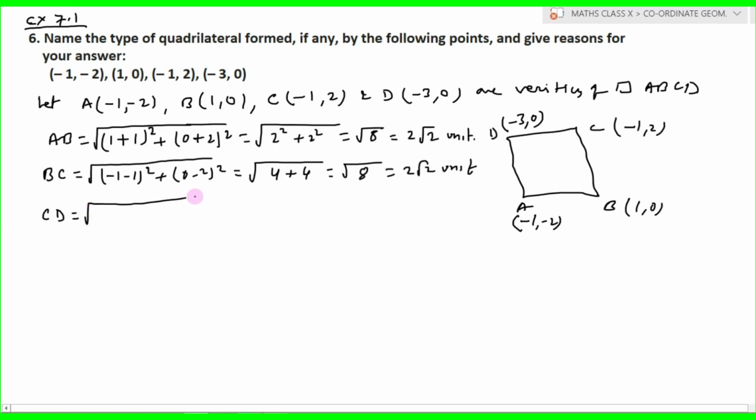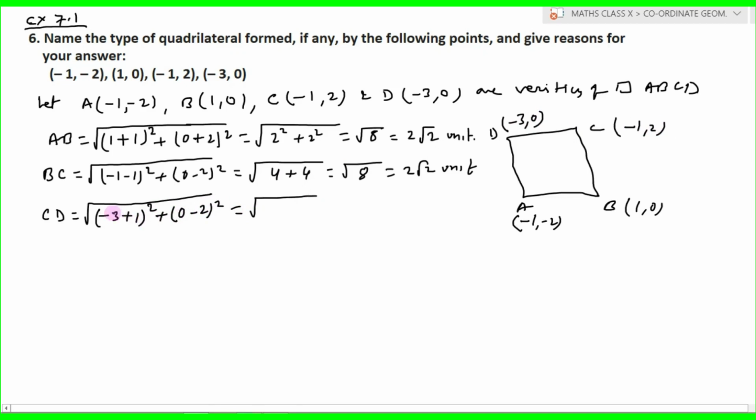So length of CD. See here, CD. This is x1 y1 and this is x2 y2. So x2 minus x1, so -3 minus (-1). Minus 3 minus, and then again here x1 is -1. So minus minus becomes plus 1 whole square, plus y2 minus y1. So y2 is 0 and y1 is 2. So 0 minus 2.